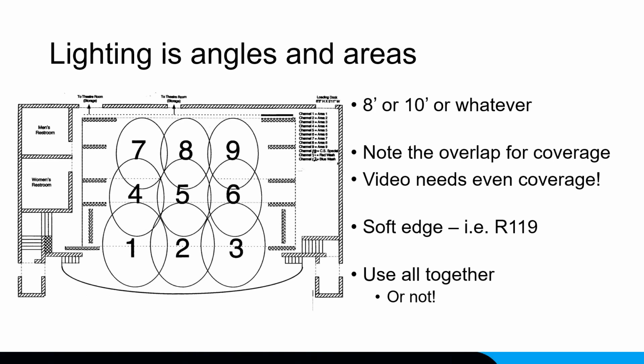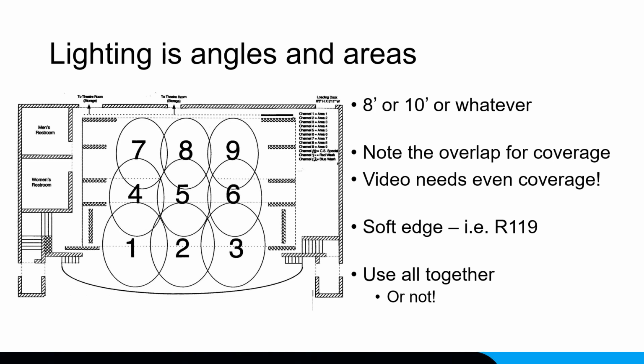Video needs even coverage. If you're sitting in the room, your eye is very forgiving. If people are walking a little bit in an area that's not quite evenly lit, your eye forgives that and you really don't notice it. The camera notices that and will see it. So working to get good even coverage of all these lights in all these areas is really important.